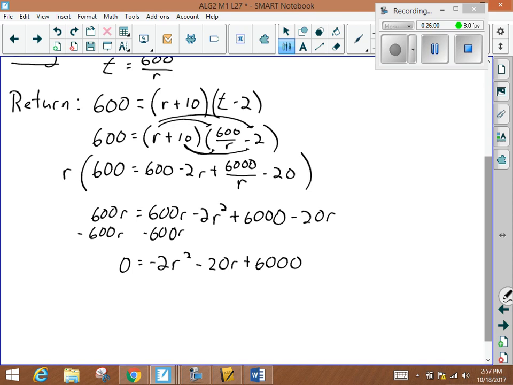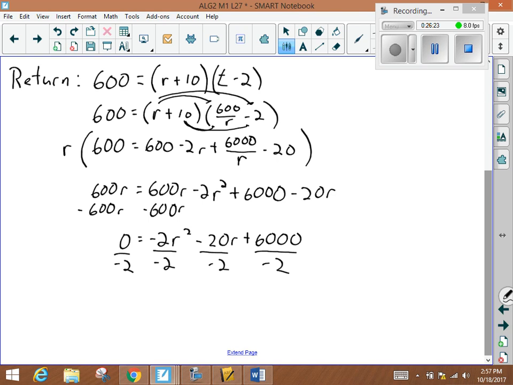Well, I really don't like that there's a negative 2 as a coefficient of my r squared. And it looks like each one of these things is divisible by 2, right? They have a common factor of 2. So what I'm going to do is go ahead and divide everything by negative 2. And I'm dividing the 0 by negative 2 as well. So that gives me the equation 0 equals r squared plus 10r minus 3,000.